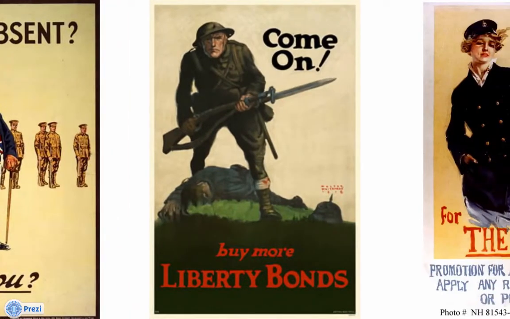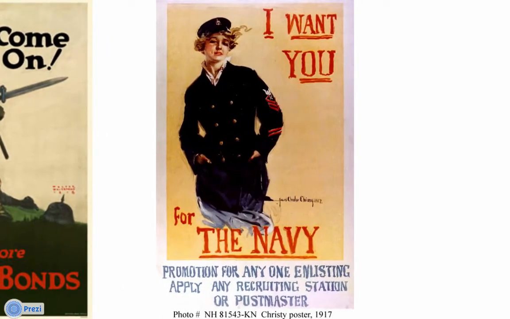Liberty bonds were beneficial to the war effort. So they would tell people in the government to buy more Liberty bonds. If you're looking at this propaganda here, you can see that this American soldier is standing on top of a German soldier and he's defeated him. "I want you for the Navy." So this is talking about people enlisting in the Navy and helping with the war effort. And this poster was created in 1917.